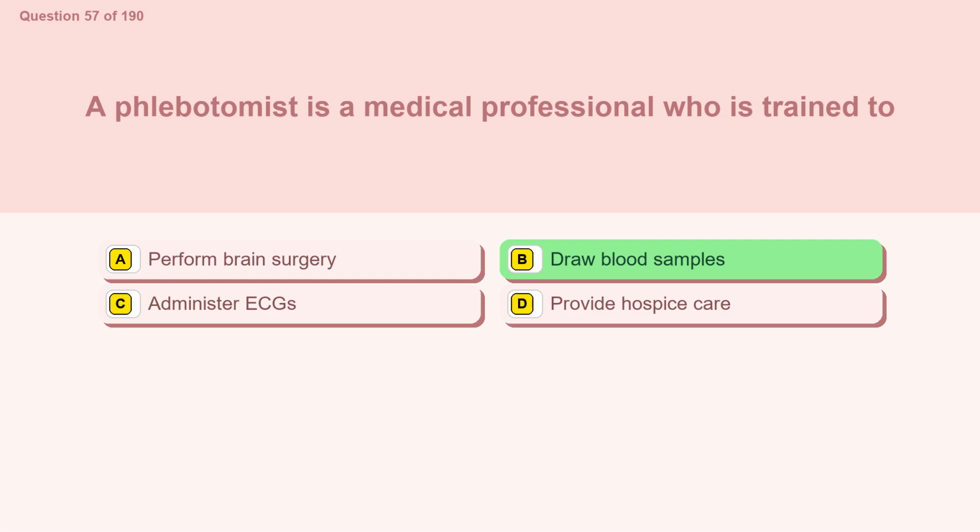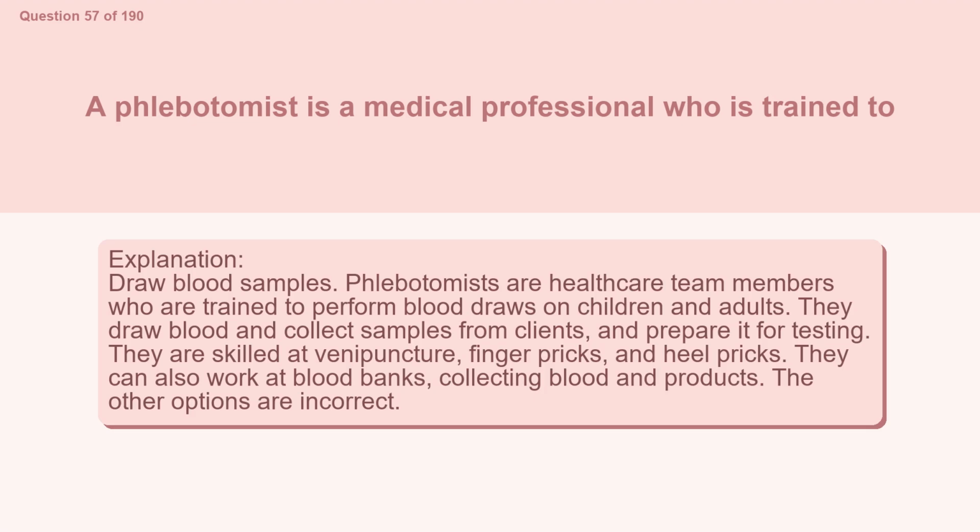The correct answer is option B, draw blood samples. Phlebotomists are healthcare team members who are trained to perform blood draws on children and adults. They draw blood and collect samples from clients and prepare it for testing. They are skilled at venipuncture, finger pricks, and heel pricks. They can also work at blood banks, collecting blood and products. The other options are incorrect.